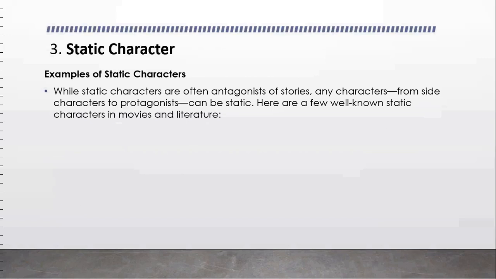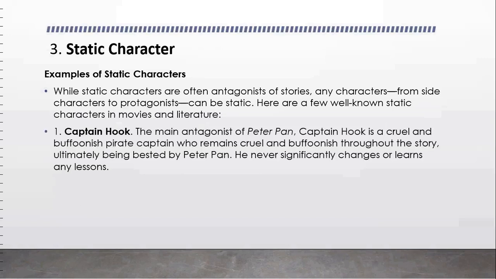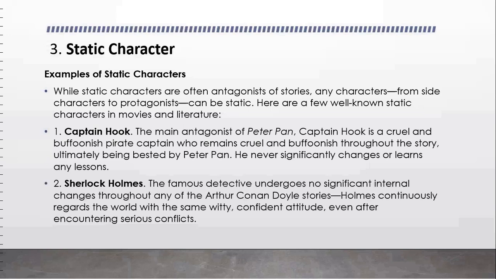Examples. While static characters are often antagonists of stories, any character from side character to protagonist can be static. Here are a few well-known static characters in movies and literature. Captain Hook, the main antagonist of Peter Pan. Captain Hook is a cruel and buffoonish pirate. He remains cruel and buffoonish throughout the story, ultimately being bested by Peter Pan. He never significantly changes or learns any lessons.